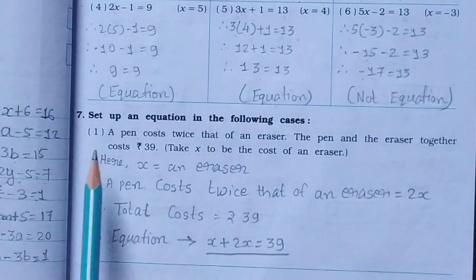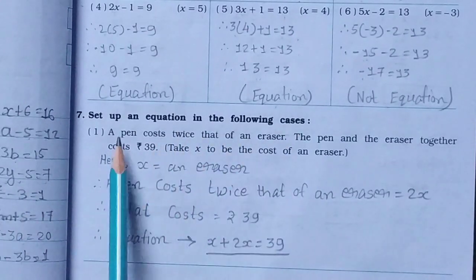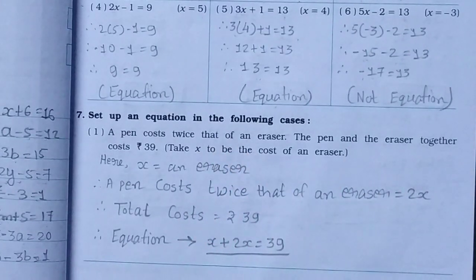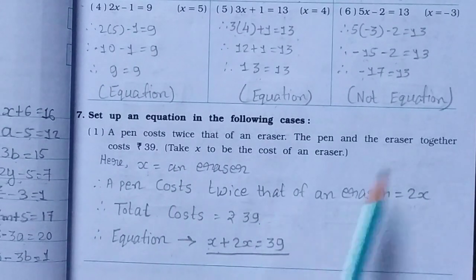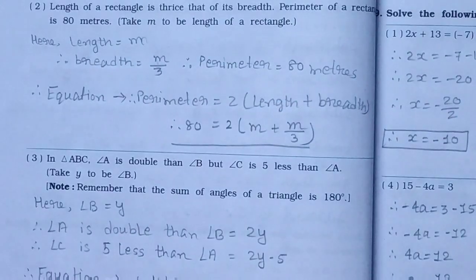The next question, number 7, says set up an equation in the following cases. A pen costs twice an eraser. The pen and the eraser together cost 39 rupees. Take x to be the cost of the eraser. So here x is equal to the eraser, and the pen costs twice the eraser, so 2x, and the total is 39 rupees. That means the equation is x for the eraser and 2x for the pen, both together cost a total of 39.